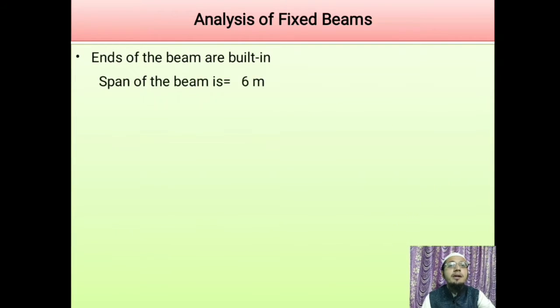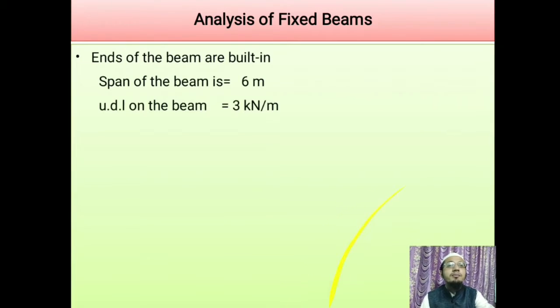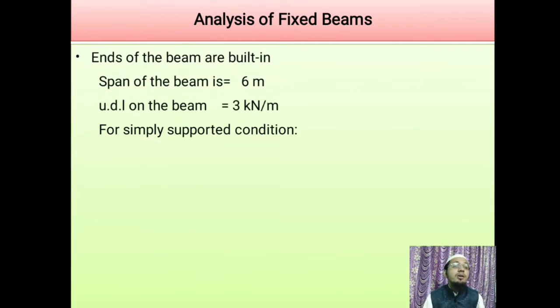So both ends are built in, means fixed. Span of the beam is given as 6 meter and UDL over the entire span is given as 3 kilonewton per meter. Now first of all, we will consider a simply supported condition.